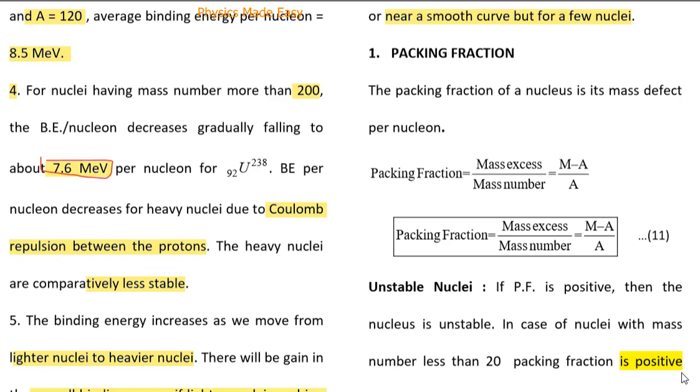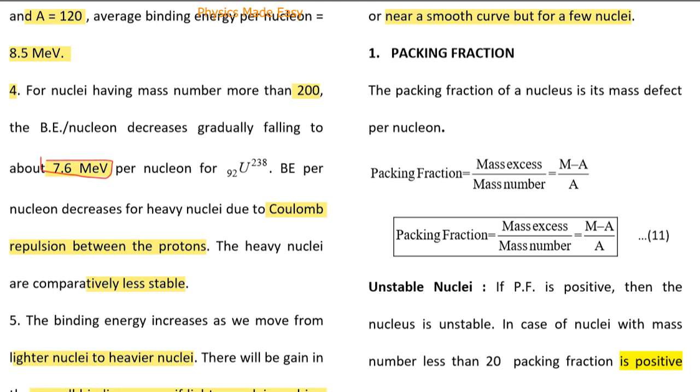We are doing nuclei, and in nuclei we have done with binding energy curve and binding energy per nucleon recently, and now we shall be starting with the topic of packing fraction. Packing fraction is basically the mass defect per nucleon. Note this very word, that it is the mass defect per nucleon.